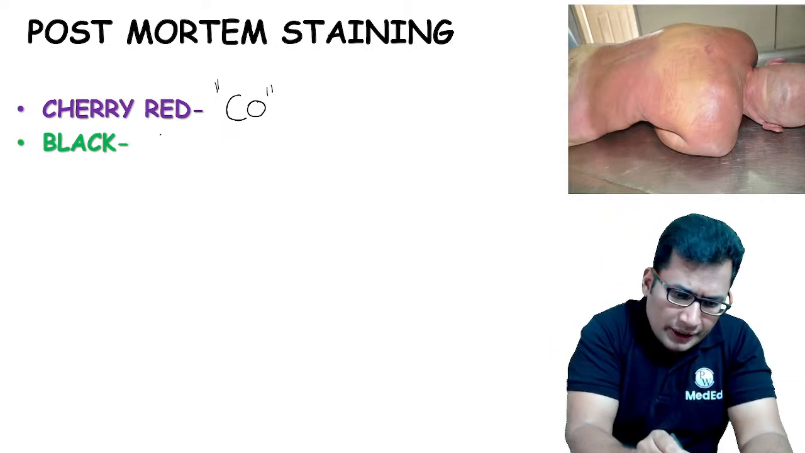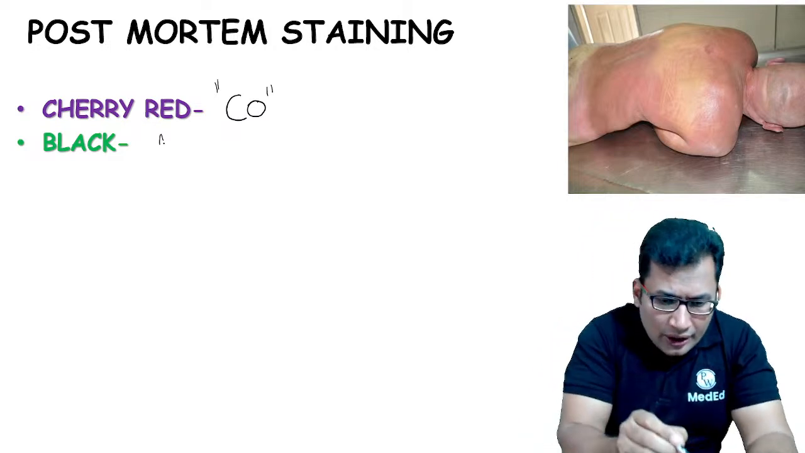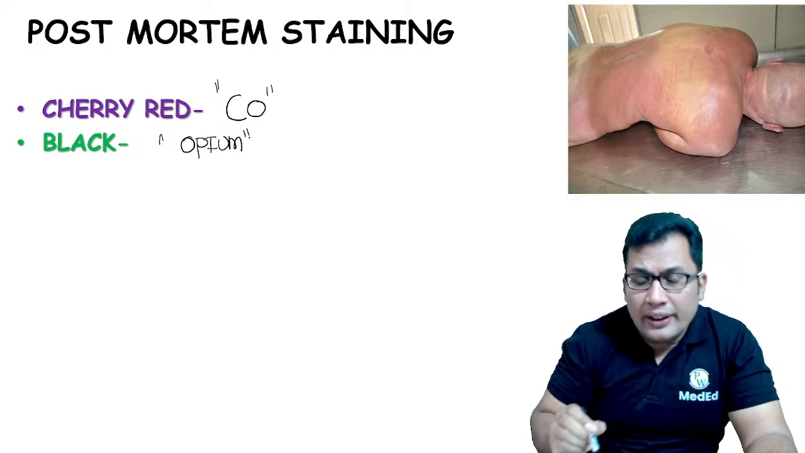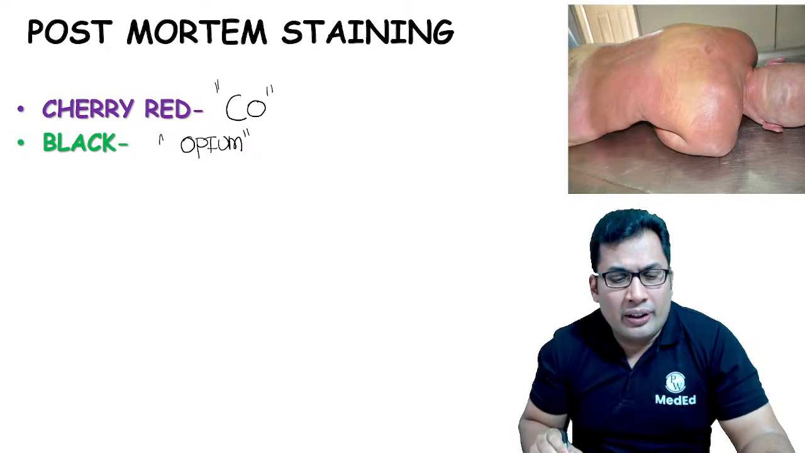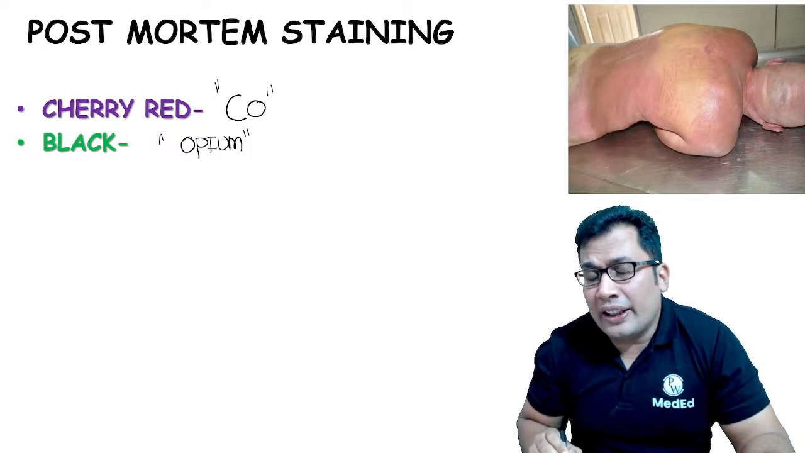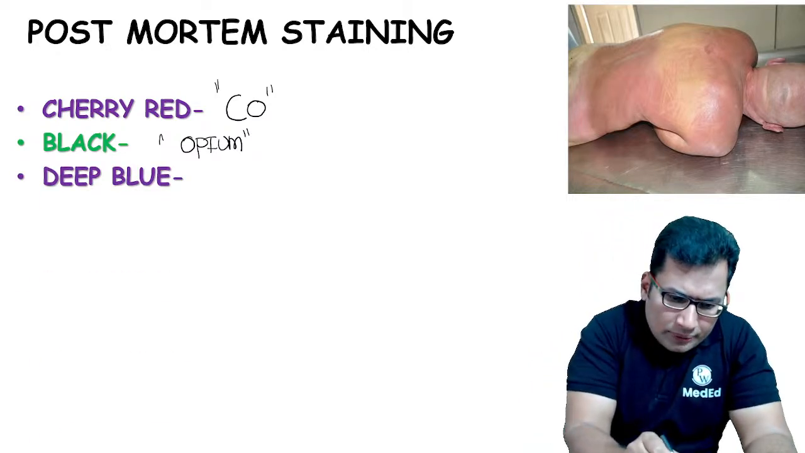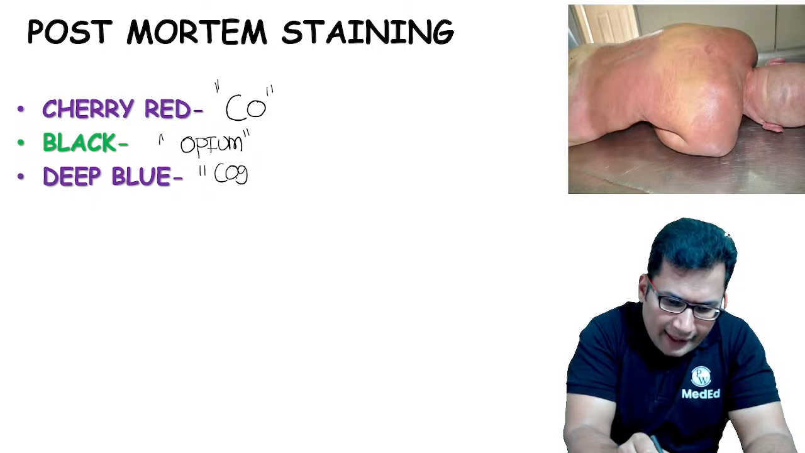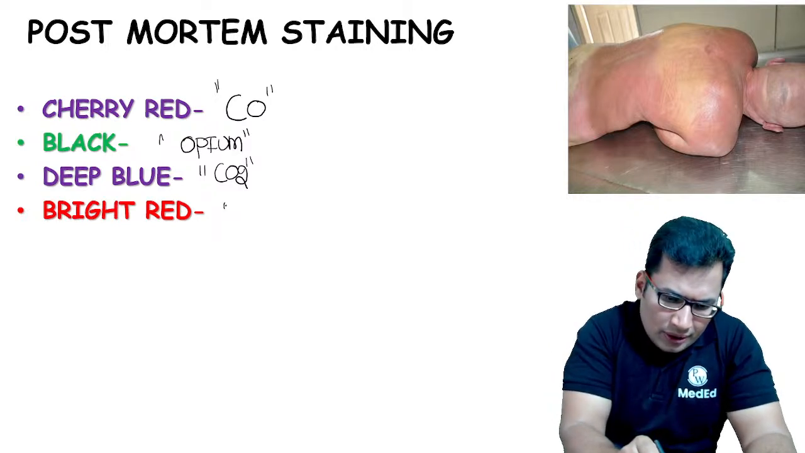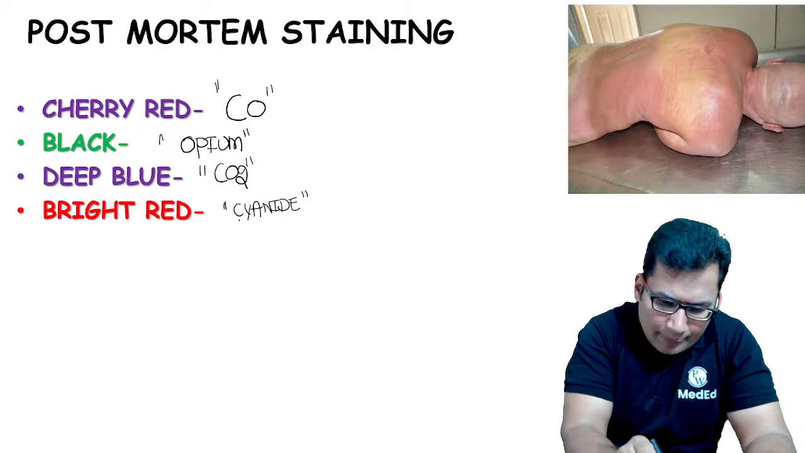Black in color. Can you guess? In which condition is it black in color? Your answer should be opium poisoning. In morphine poisoning and heroin poisoning, it can be black in color. And one more point, remember, it can be black in advanced stages of decomposition. Deep blue color in carbon dioxide poisoning. Bright red in case of cyanide poisoning. All this can be asked in your exam.